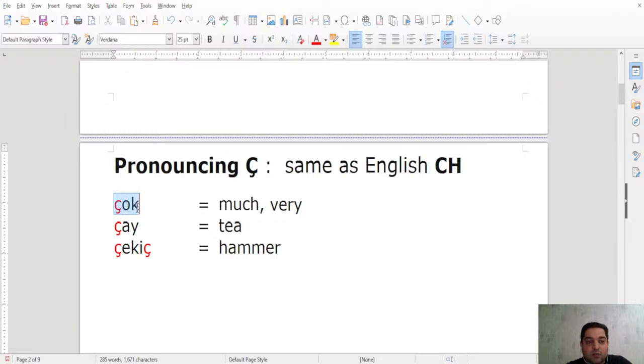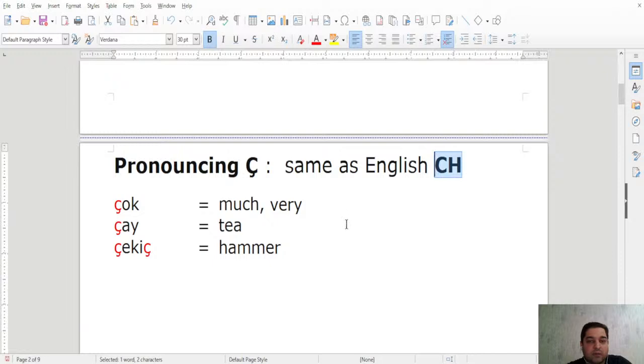And the examples here are what? Çok, which means much, very, right? Then we have çay, which is tea. And we have çekiç, which means hammer. Okay. Again, I put this che as the second because we already have this combination of ch in English.